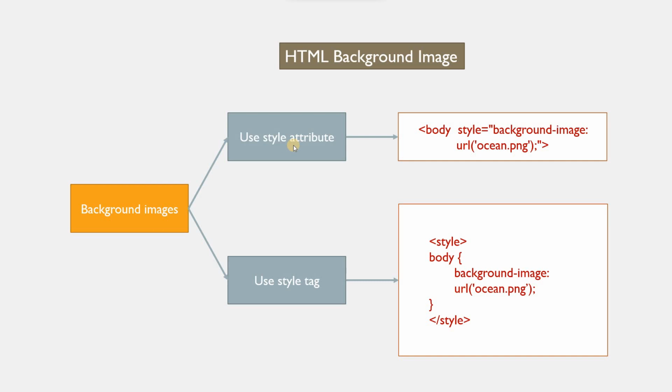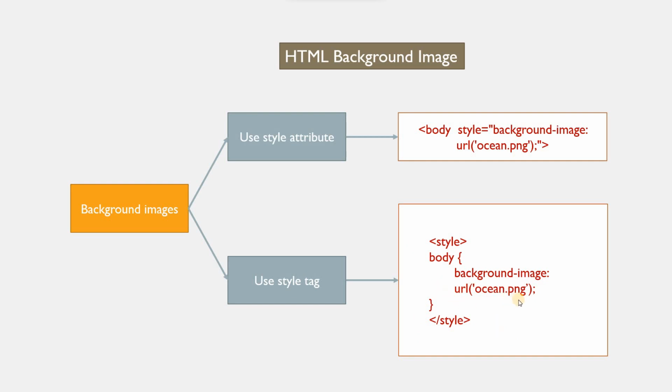To add style as an attribute, you first mention the tag and then you add the style attribute. The second way is use style as tag. So here you have the style tag. Style tag is usually used within the head tag.